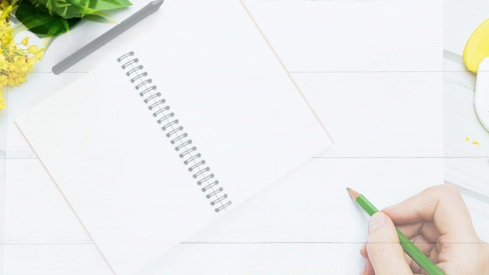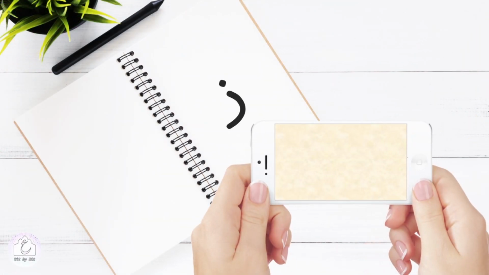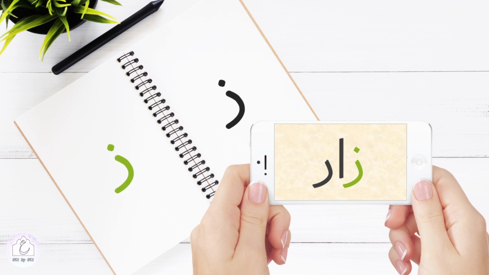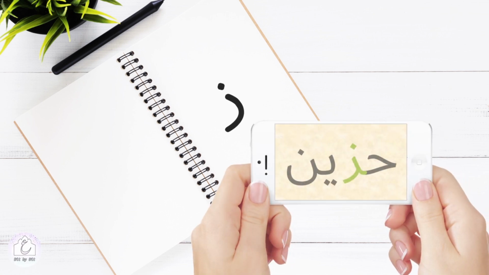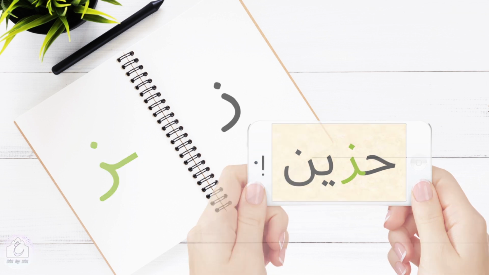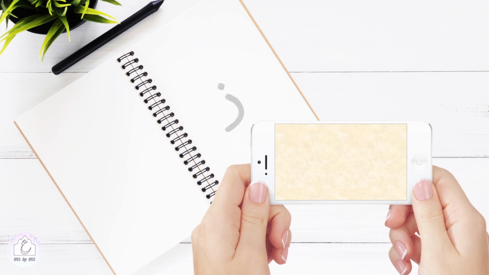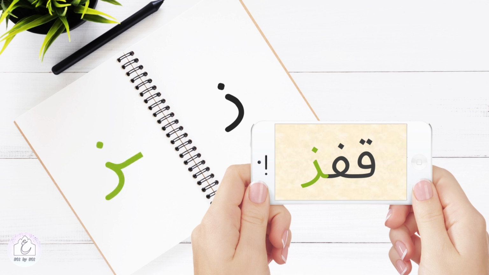Shall we check some examples now? Here is Z in the initial position. It stands totally alone, taking the isolated form. In the medial position, it joins the preceding letter that ended in a connecting segment. In the final position, it takes the same shape as in the medial, starting from the connecting segment.